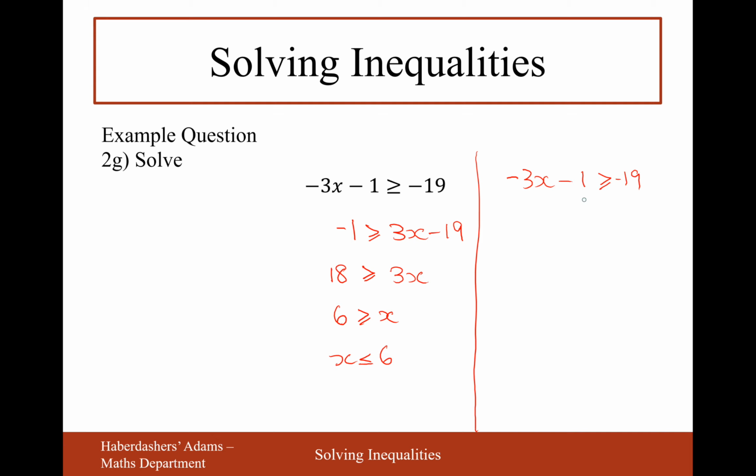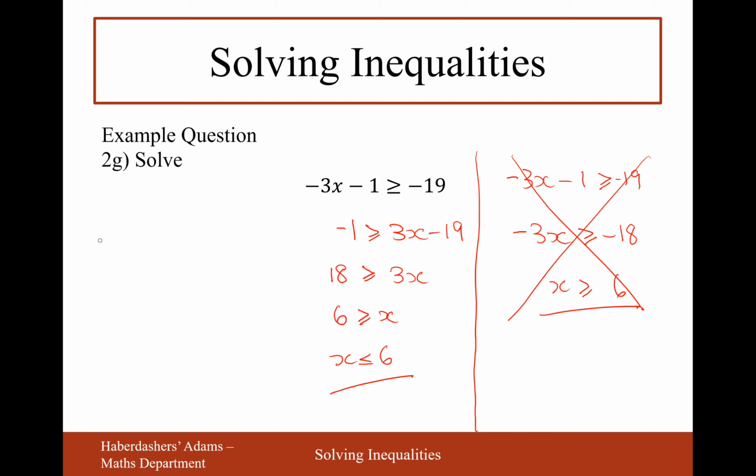And I think this time, maybe I'll add the 1 onto the other side first. So minus 3x is less than or equal to, add 1, minus 18. Divide by minus 3, and I get this thing here. Minus 18 divided by minus 3, two negatives divided by each other gives you a positive, and there we are. But that's different to this answer here. So what's gone wrong here? Why is this incorrect? And why is this correct?